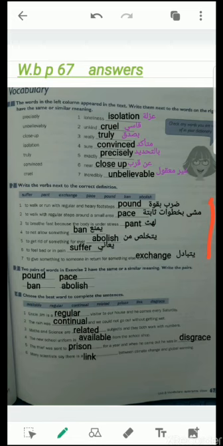The last one, choose the best word to complete the sentences. We have available, which means متاح. We have regular, عادي منتظم. We have continual, مستمر. We have related, متعلق بـ. We have prison, سجن. Link, رابط. And we have disgrace, shame, الخجل أو الخزي.